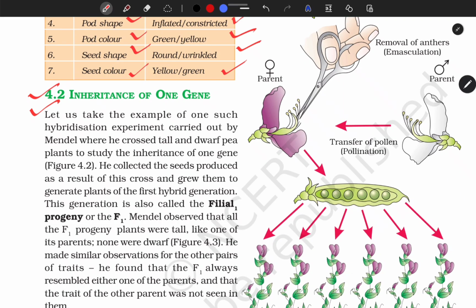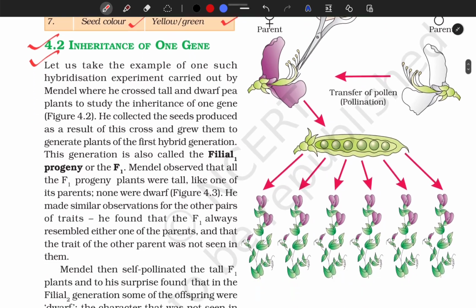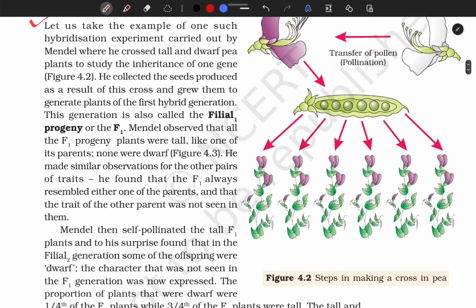4.2 Inheritance of one gene. Let us take the example of one such hybridization experiment carried out by Mendel, where he crossed tall and dwarf pea plants to study the inheritance of one gene. He collected the seeds produced as a result of this cross and grew them to generate plants of the first hybrid generation. This generation is also called the filial progeny, filial 1 progeny or the F1. Mendel observed that all the F1 progeny plants were tall, like one of its parents. None were dwarf.